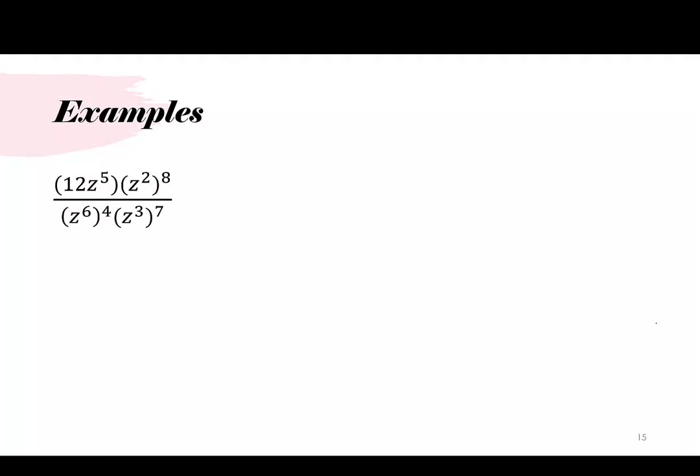Here's another one very similar to that. So I have 12z to the 5th times z squared to the 8th divided by z to the 6th to the 4th over z cubed to the 7th. So the first 12z to the 5th, I just want to leave that alone for now. And I want to look at the z squared to the 8th and think I have z to the 2 times 8. I'm going to divide by z to the 6th to the 4th. I write z to the 6th times 4. I'm going to multiply that by z cubed to the 7th, which is z to the 3 times 7.